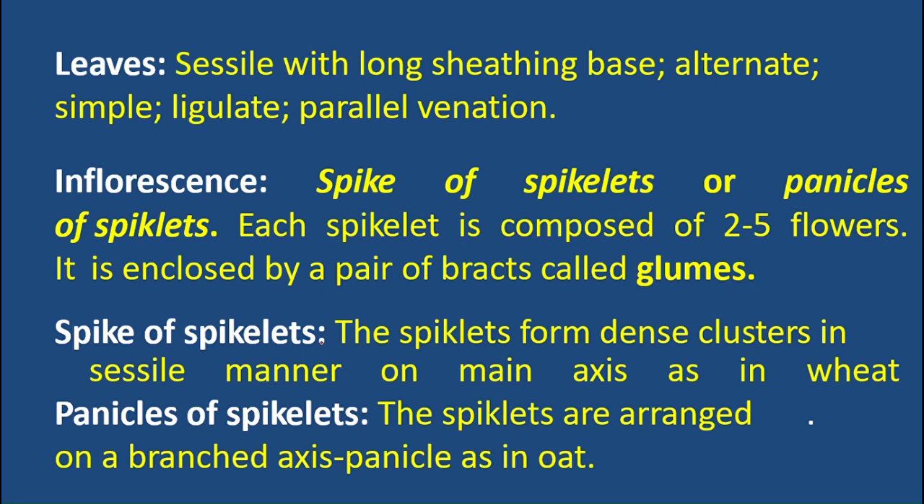When you are talking about a spike type of inflorescence, the spikelets form a dense cluster in a sessile manner on the main axis, as in the wheat plant. Try to remember, spikelets are arranged on a branched axis, panicle, as in the oat plant. Spike of spikelets is given in the wheat plant, and panicles of spikelets type of inflorescence is seen in the oat plant.